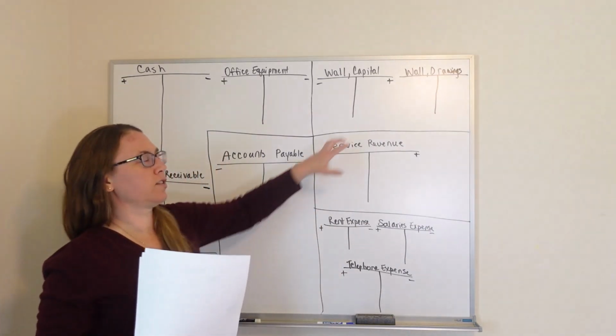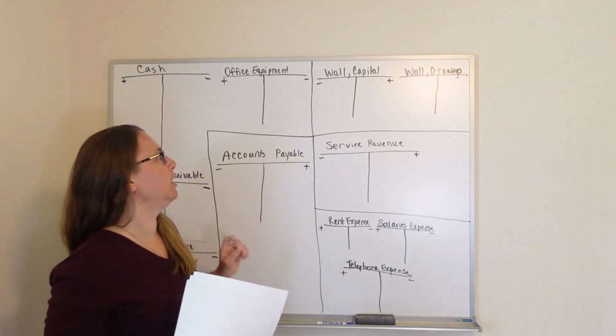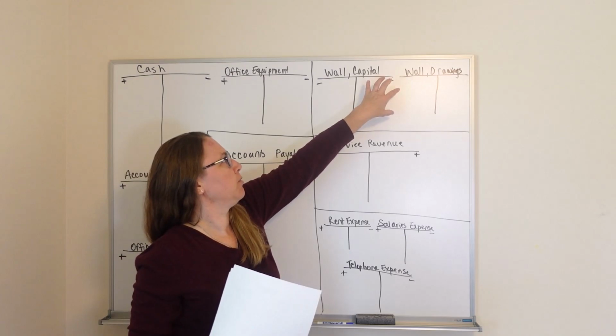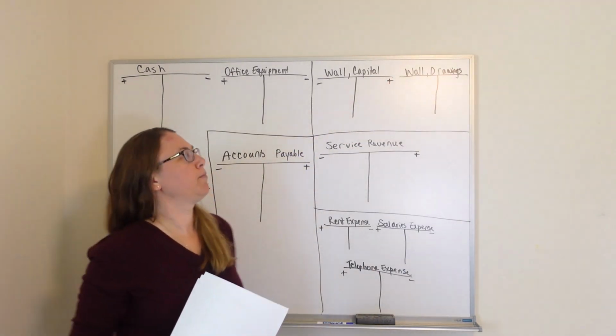So that's a little confusing. I may make a special video just on that topic at some point. But for now, just remember, owner putting money in, it's a credit. Taking money out, it's a debit.